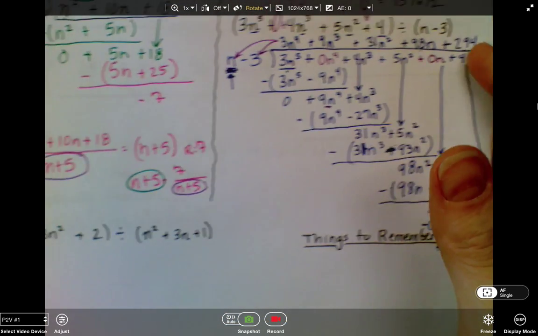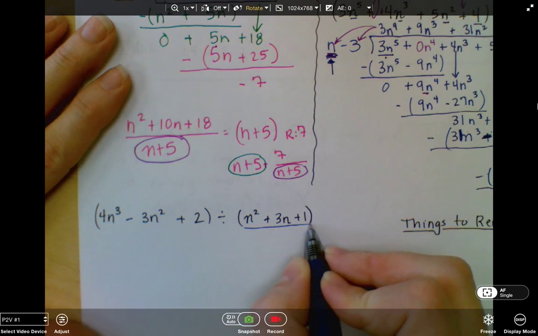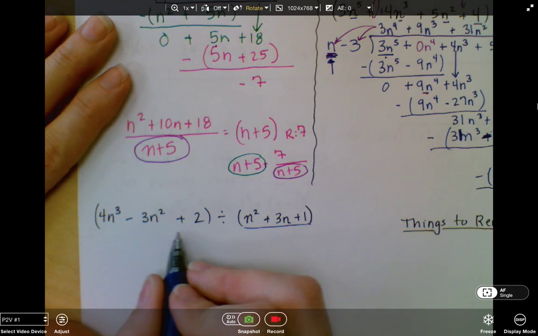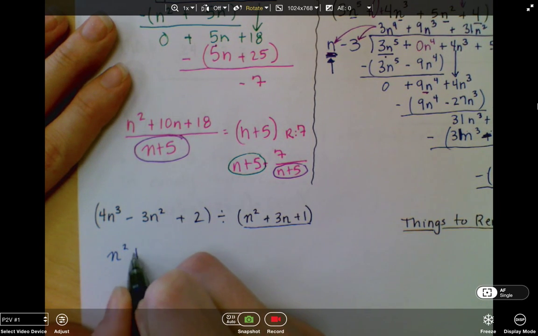One more. This one's a little bit different because here I'm taking a quadratic and I'm dividing it into a cubic. So divisor on the outside.